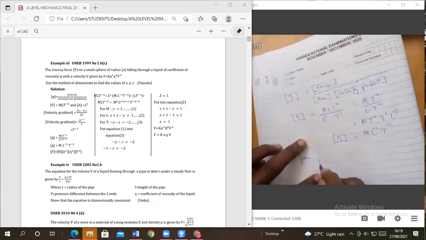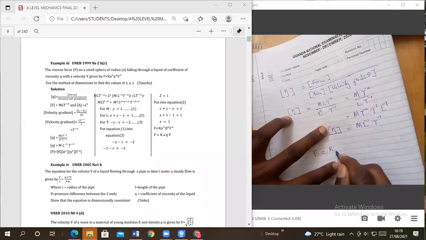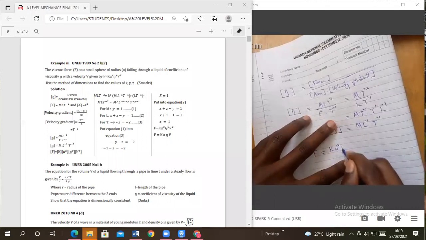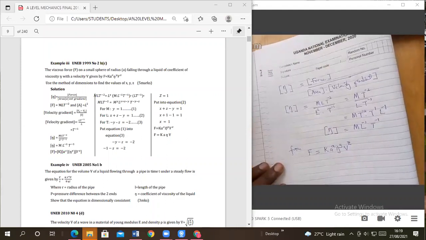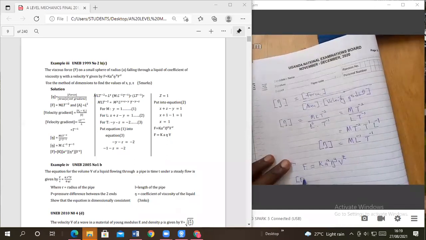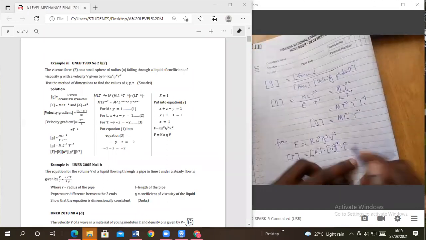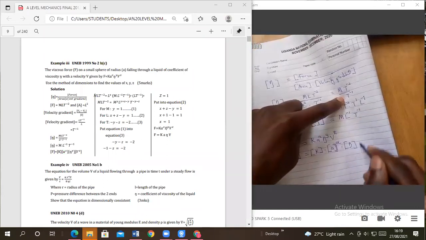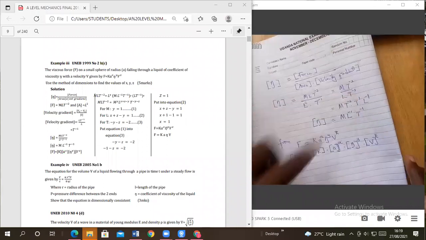From F equals K A to the power X, eta to the power Y, then V to the power Z. Like I've said, we are going to get the dimension of each of them. So the dimension of F is equal to the dimension of K times the dimension of A to the power X times eta to the power Y, then V to the power Z.